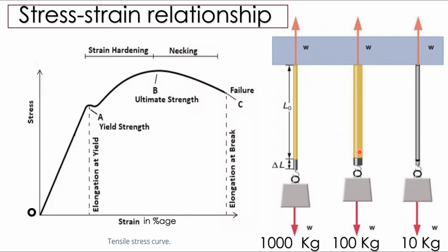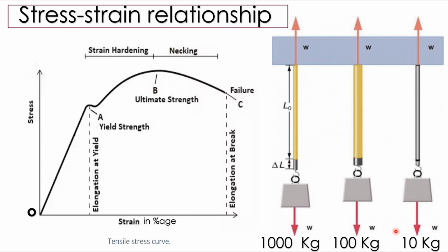At the initial loading, there will be very minor deformation in the rod. The length of the rod will change from L0 by delta L, and the area of the rod will start reducing. But this deformation will be very minor. And at this point, if we remove the load, the rod will come back to its original length and shape.